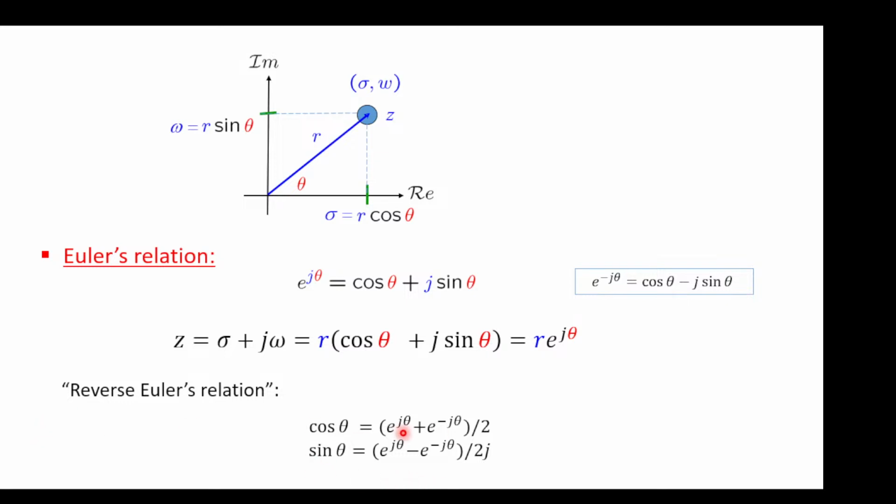So another back and forth thing we'll keep doing is a change between polar and Cartesian coordinates. We'll use Euler relationship to change from e to the j theta to cosine theta plus j sine theta, or we can have this reverse Euler relationship that expresses cosine theta as a linear combination of e to the j theta and e to the minus j theta, and sine theta as a linear combination of e to the j theta and e to the minus j theta. And we'll talk about the derivation in the next class.